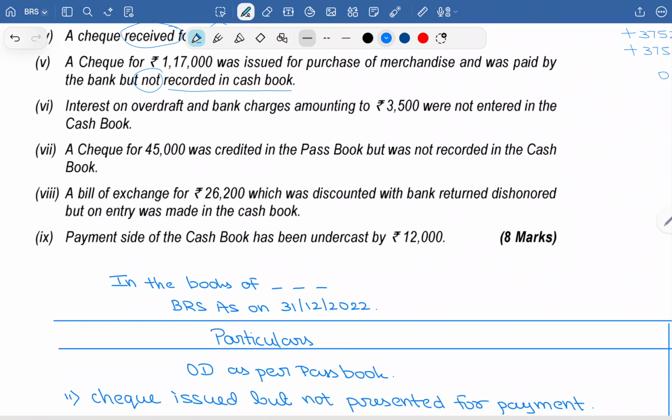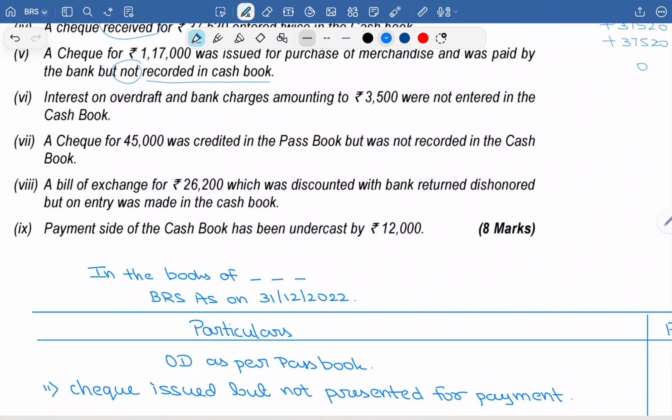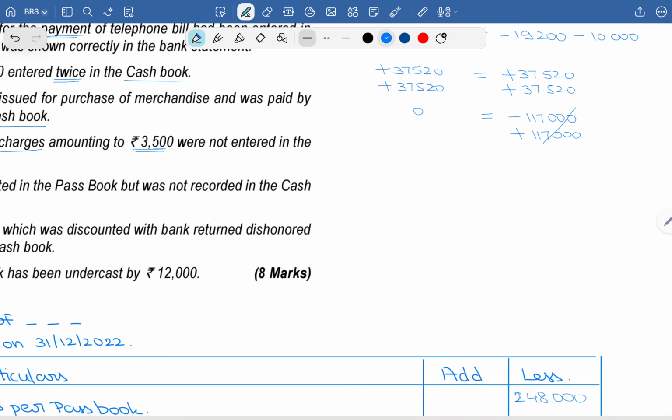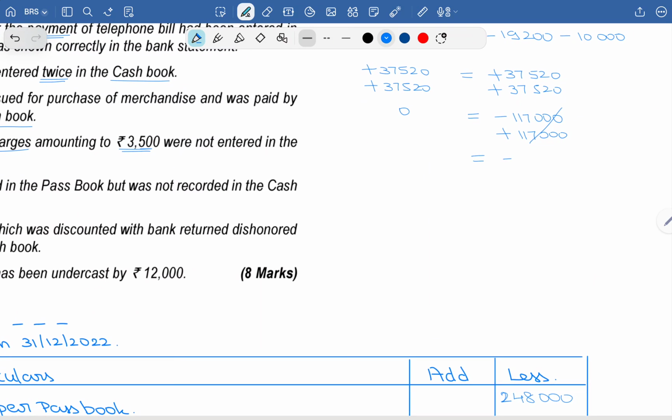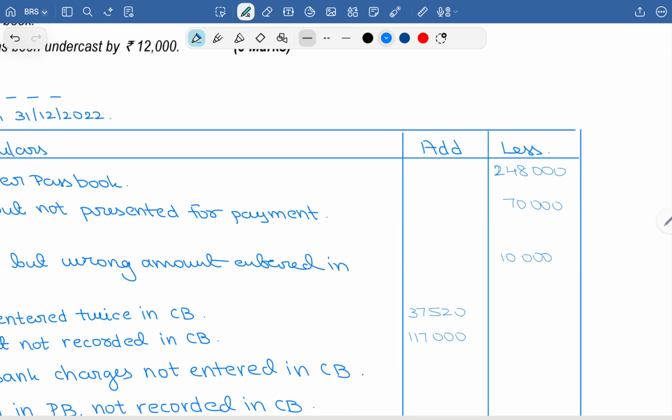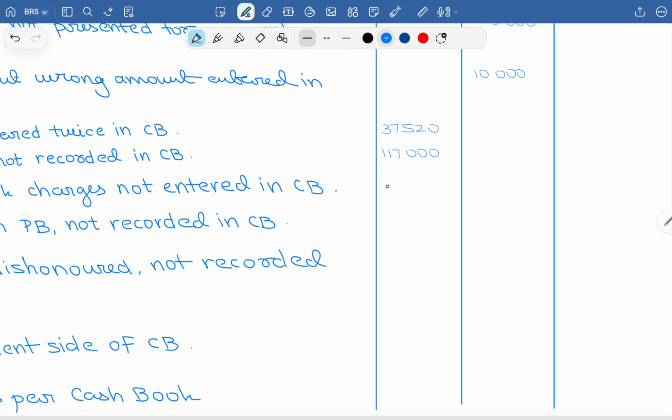Next one. Interest on overdraft and bank charges amounting to rupees 3,500 were not entered in the cash book. Interest on bank overdraft and bank charges is an expense. Expense means my balance will decrease, so minus 3,500 in the passbook. No entry in the cash book. To make them equal, I will add back 3,500 in the passbook. So add column 3,500.